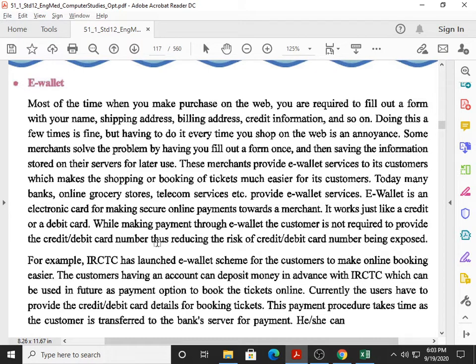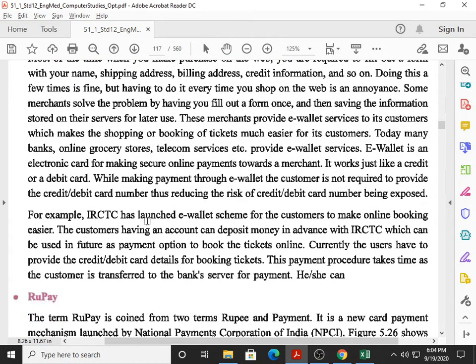For example, on 1st January, I pay 1 lakh rupees to Indian Railway in my e-wallet. Now, whenever I book a ticket, I do not need to pay because money will be deducted from my e-wallet. Since I pay in advance, automatically I get priority in the tickets. These are just examples to make you aware. Okay. For example, IRCTC has launched an e-wallet scheme for the customers to make online booking easier. So you can use the bank, IRCTC Indian Railways e-wallet scheme.